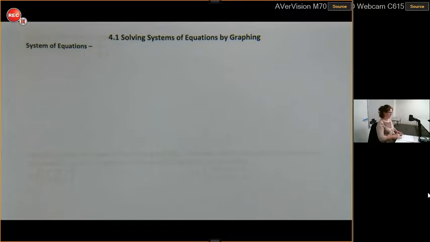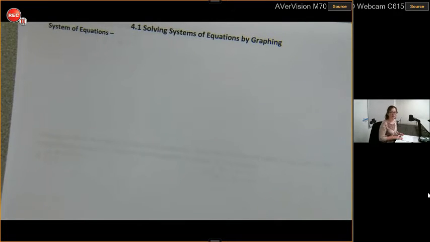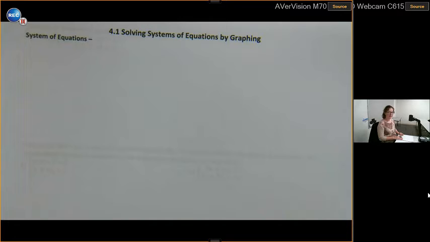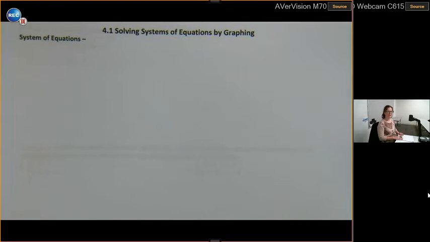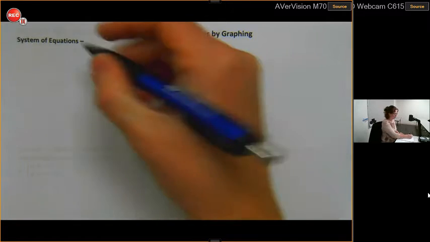Chapter 4, Section 1, Solving Systems of Equations by Graphing. So first we're going to talk about what is a system of equations. A system of equations is a group of two or more equations.